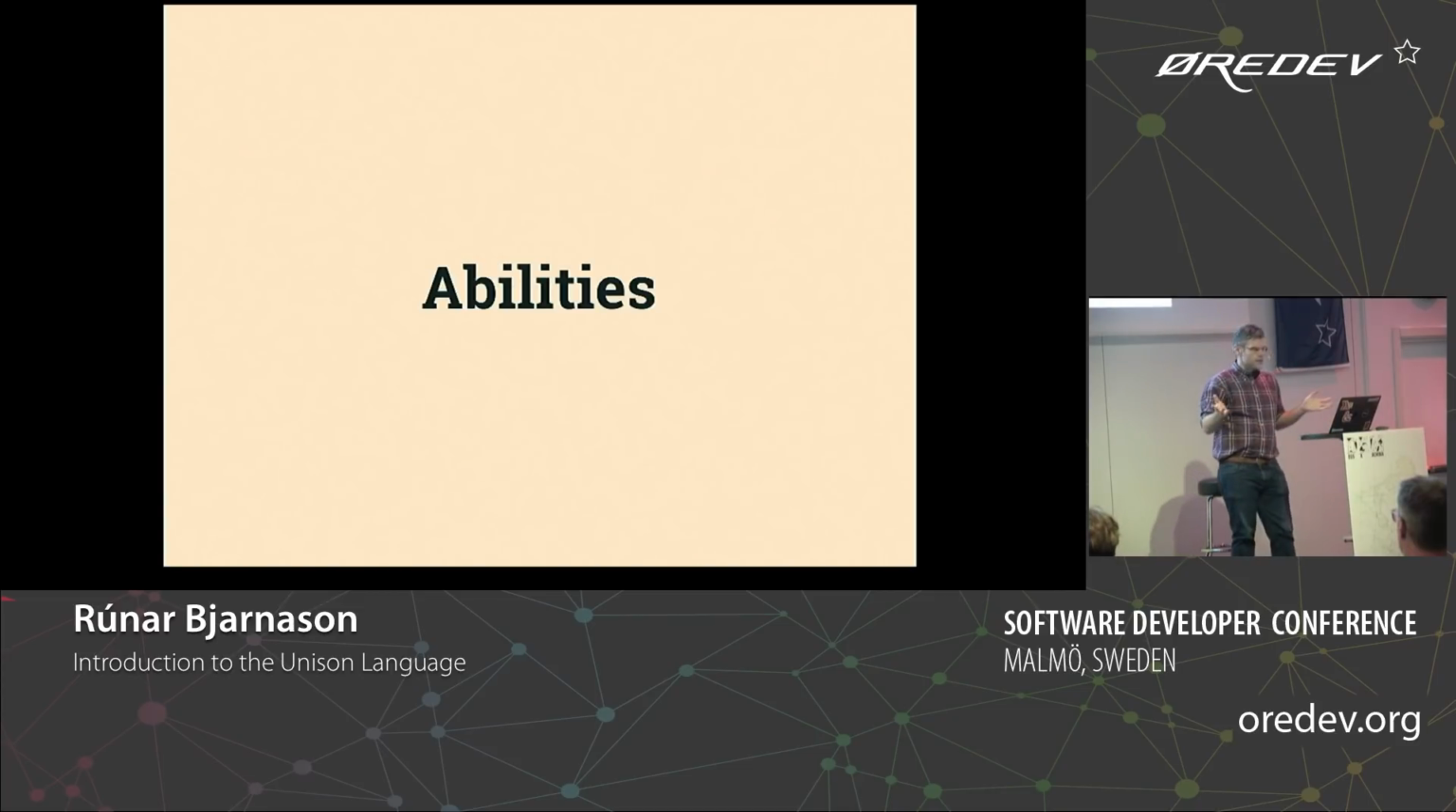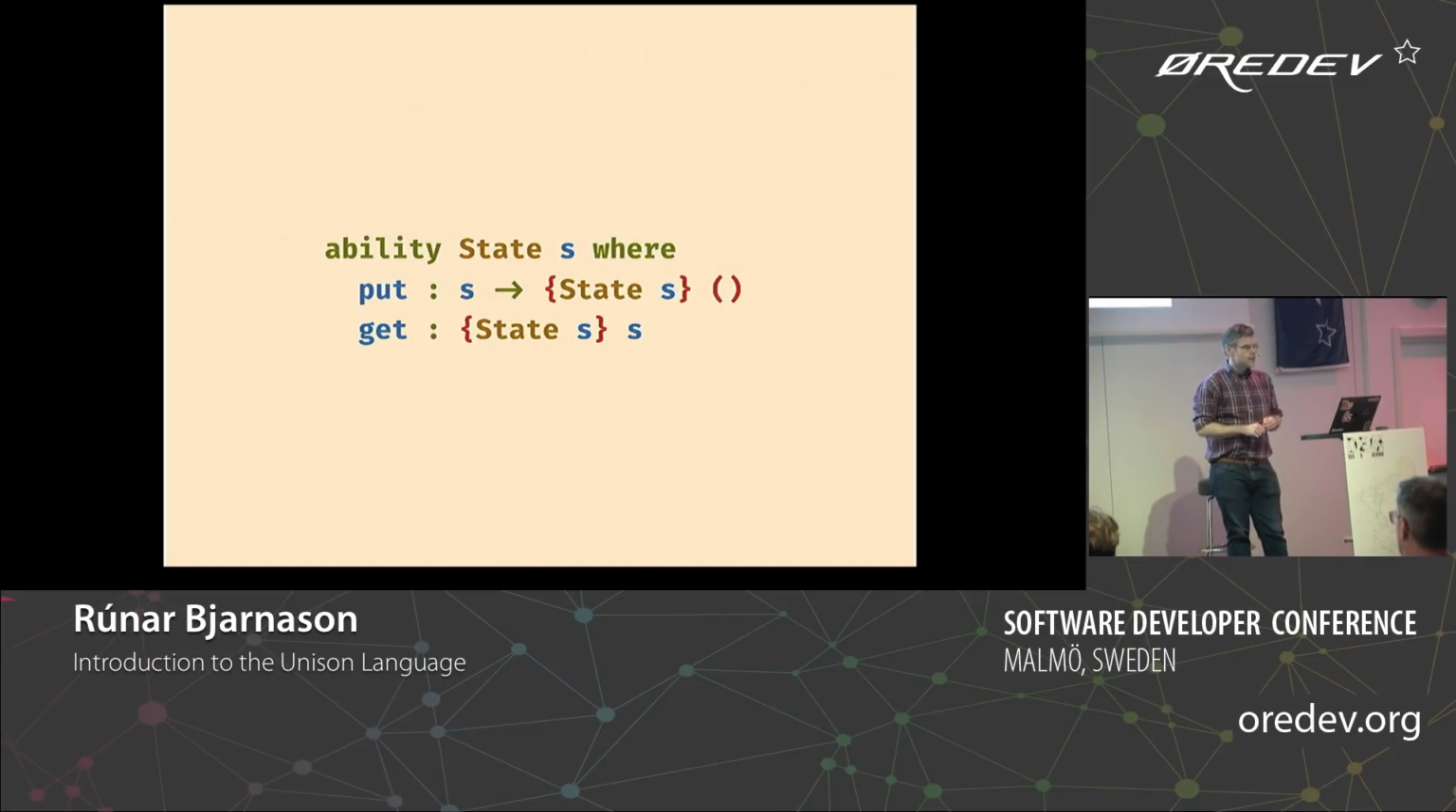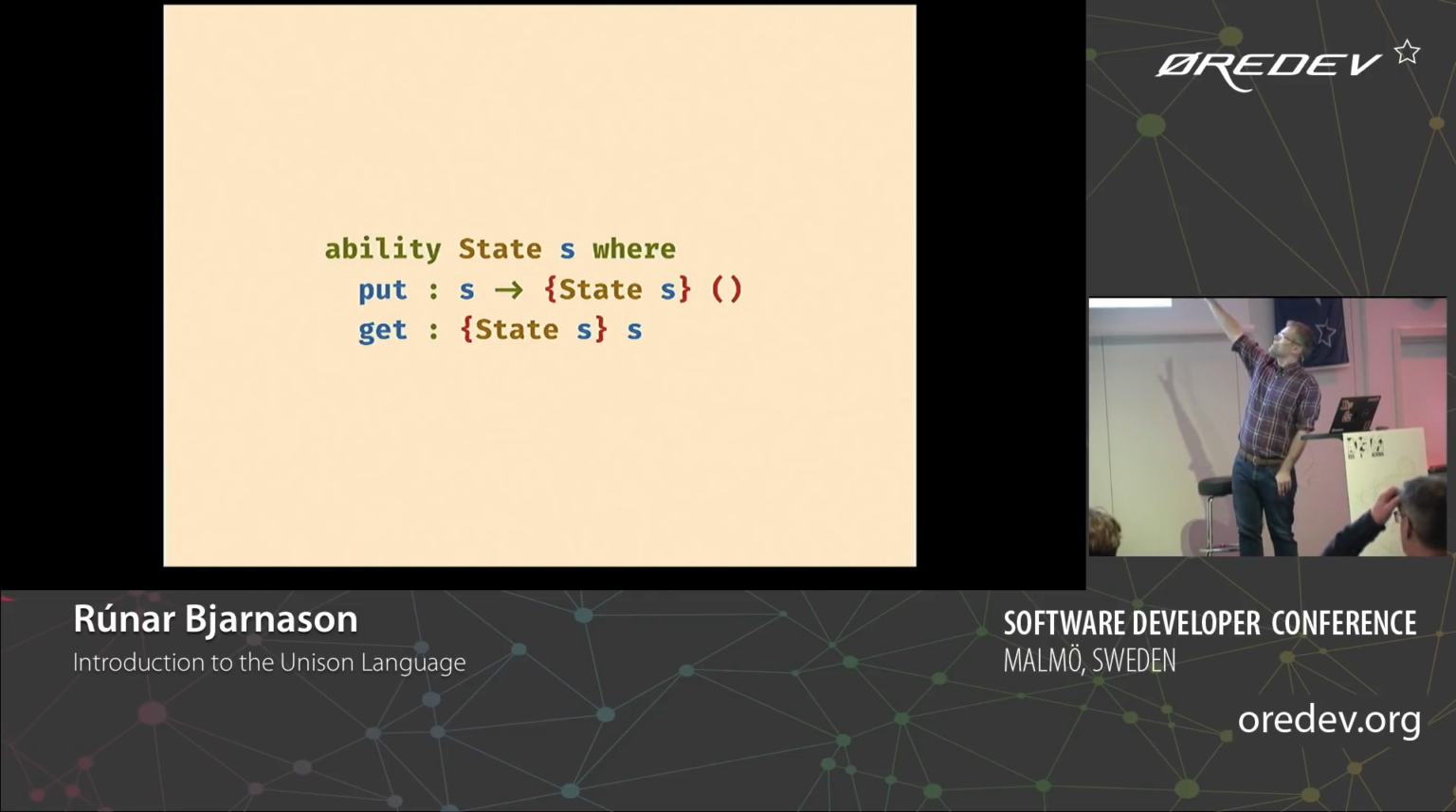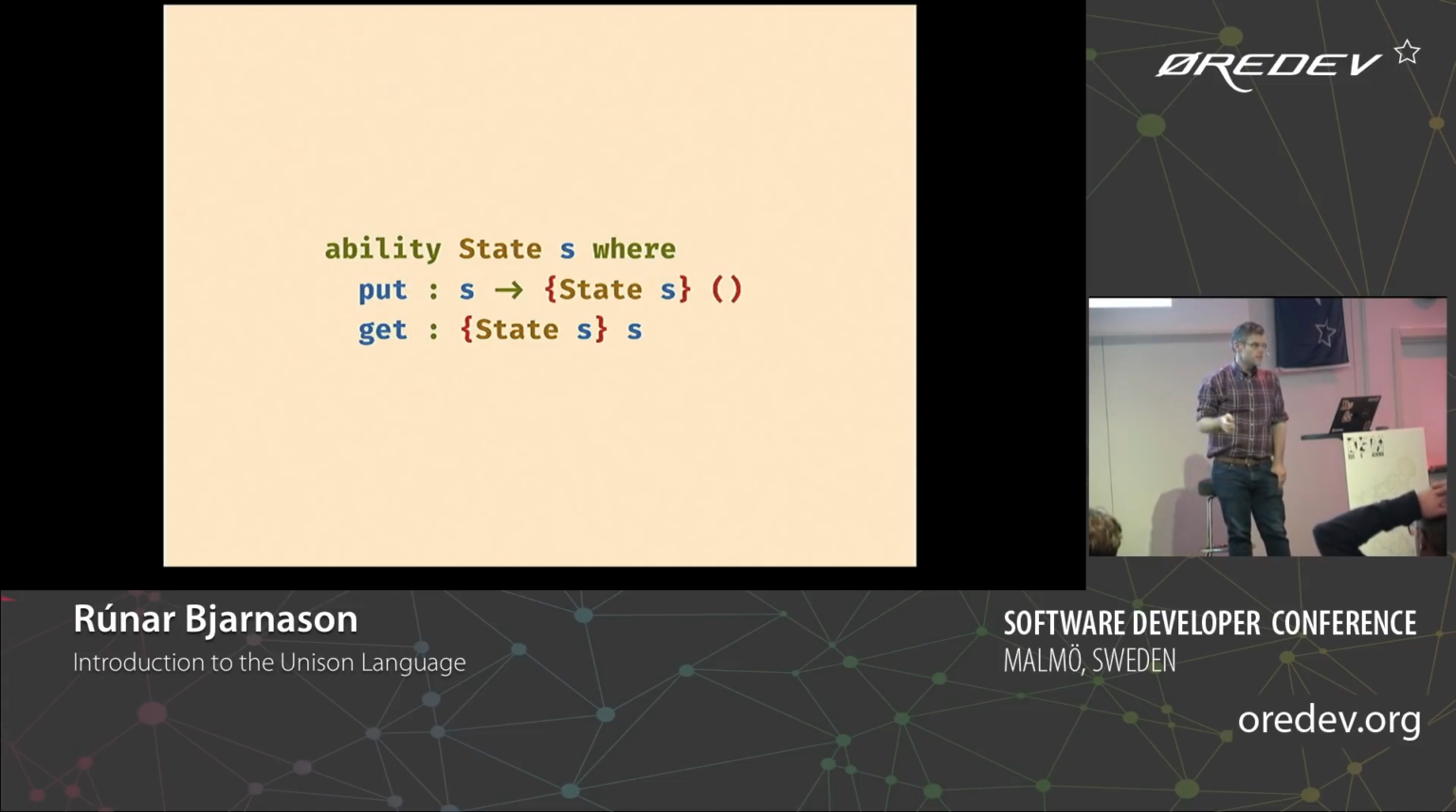Frank calls these abilities, and so we do that as well. For example, here is the State ability. This is the ability to put and get some global state of type S. Abilities are introduced with this ability keyword. So this is the State S ability, and it has two things that you can do. You can put the state of type S, or you can get the state of type S. So put takes an S and gives you a unit, given that you have the State S ability, and get will give you the S, given that you have the State S ability.